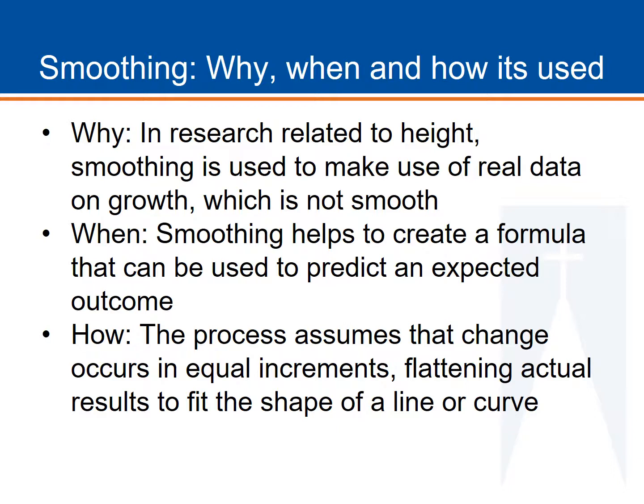But why do we do this? In research, data is smoothed to fit a predictable pattern. For example, in my own work, I know that growth does not occur in smooth equal increments. It is used to create, for example, smooth growth charts that predict how children should grow using a mathematical formula. So smoothing is used to make use of real data on growth, which is not smooth, and assumes that changes occur in equal increments to flatten the results to fit the shape of a line or a curve that will help us predict a specific outcome.